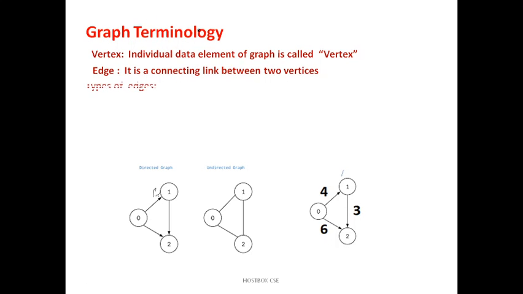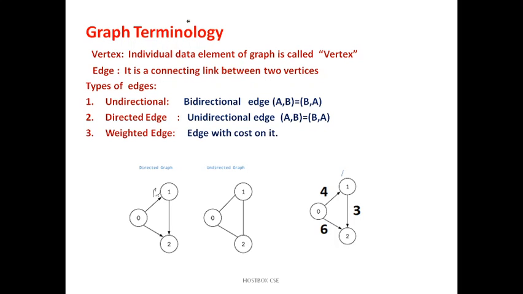Then there are three types of edges: one is undirected, another is a directed edge, and another is a weighted edge. An undirected edge means bidirectional: if (a, b) is equal to (b, a), for example, if (0, 1) is there then (1, 0) is the same. Okay, (0, 1) is equal to (1, 0) according to this example here.